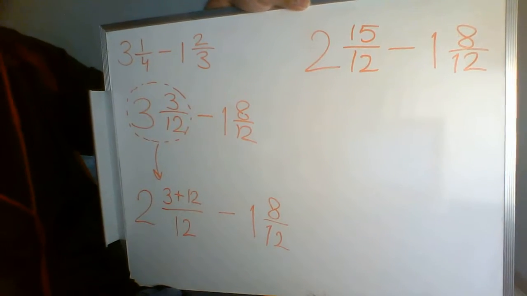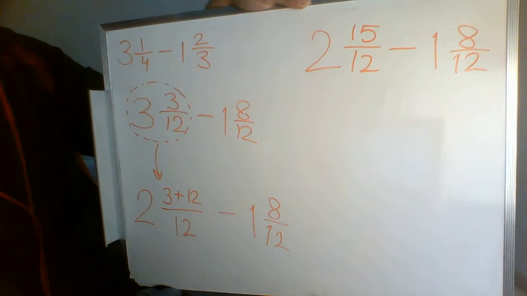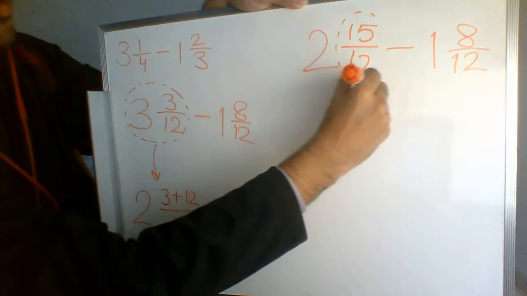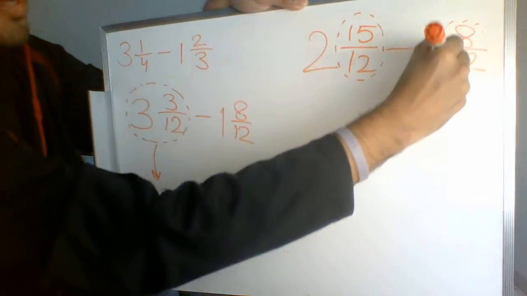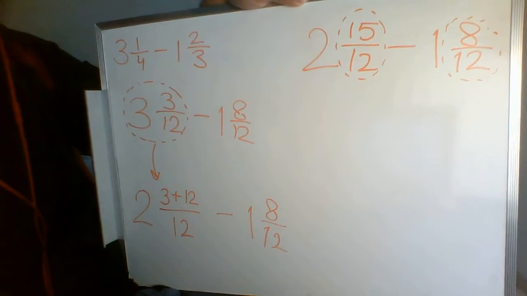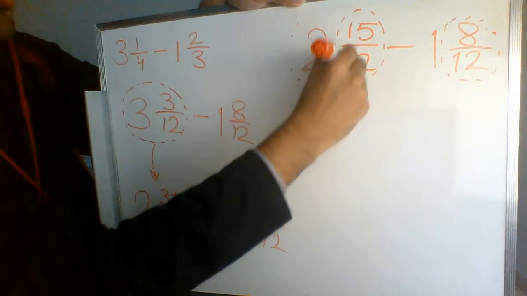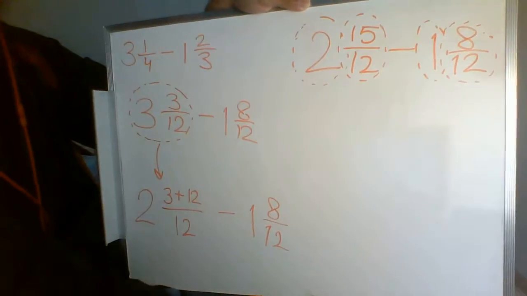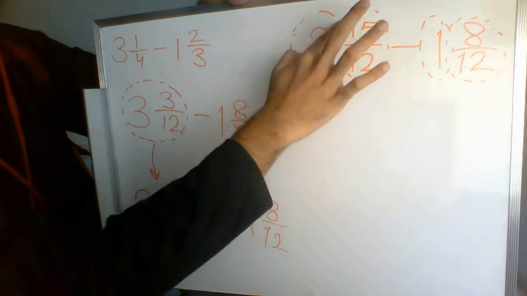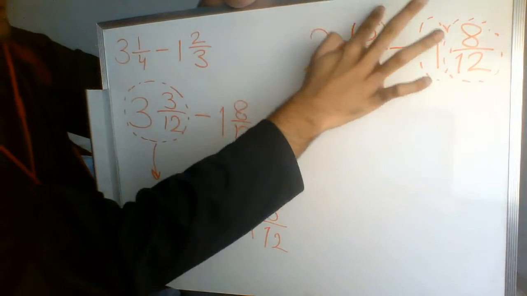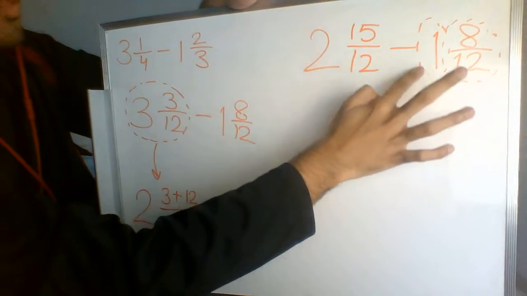Alright, so now we can go ahead and do this subtraction, because now this fraction here is larger than that fraction there. So that shouldn't give us a negative number when we do that subtraction. And this whole number here is larger than this whole number there. So that should also not give us any trouble when we do the actual subtraction. So let's go ahead and do that now.